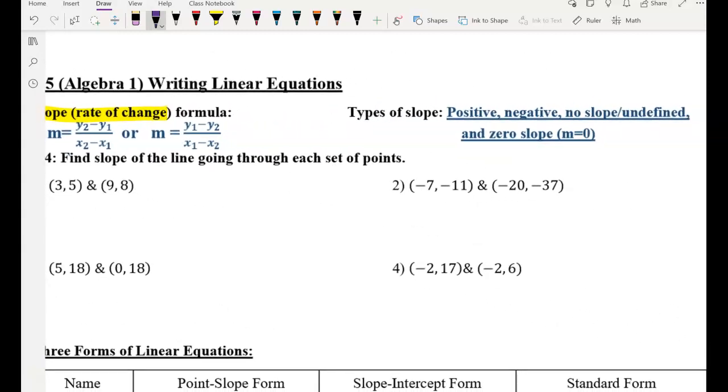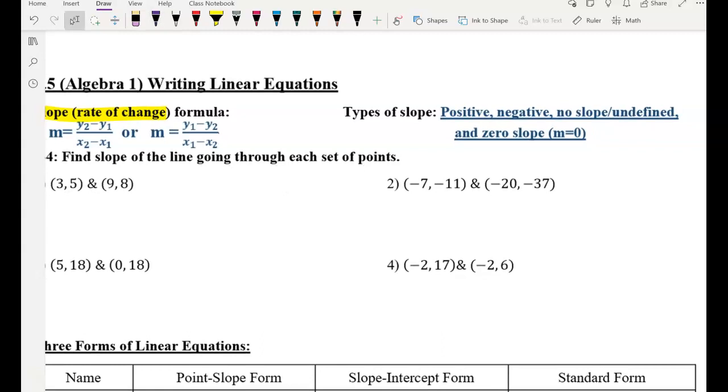There are a few different types of slope, okay? Obviously, we could have a positive slope. If it's a positive slope, students, you're going to see a line that's going to go increasing to the right. You could also see a negative slope. A negative slope is going to be its other side. You're going to see a line going to the left.